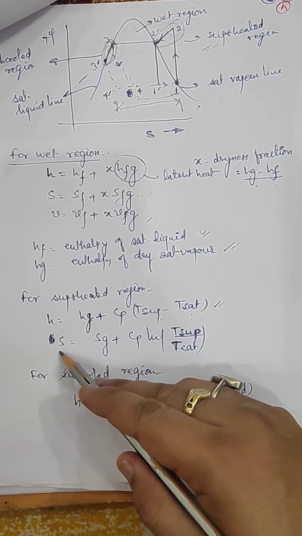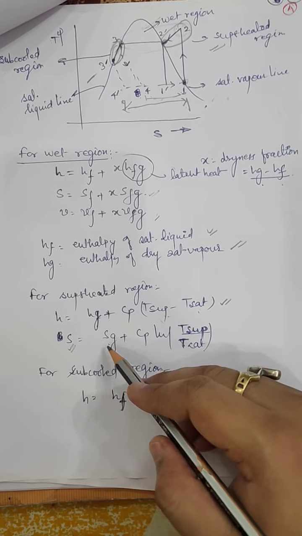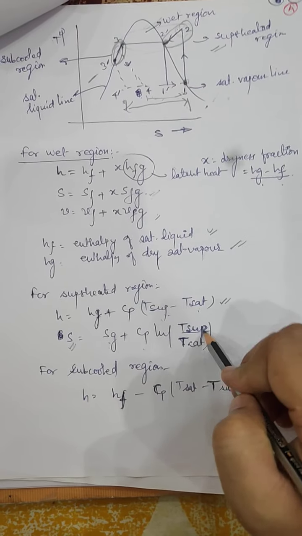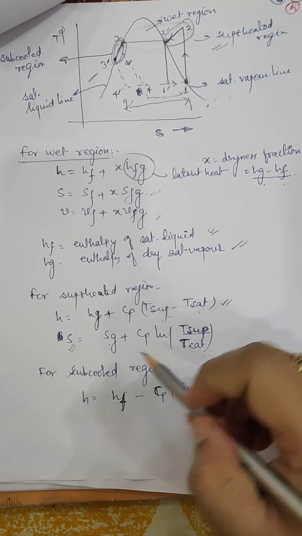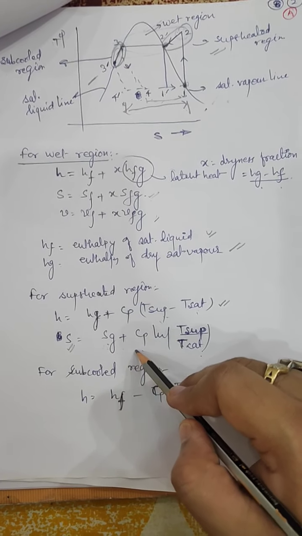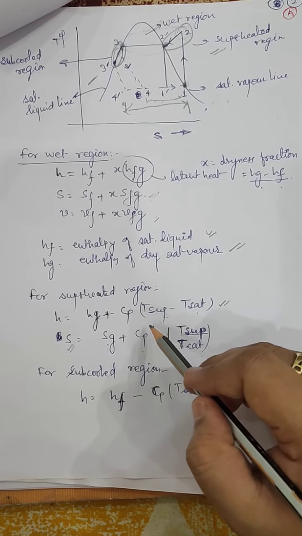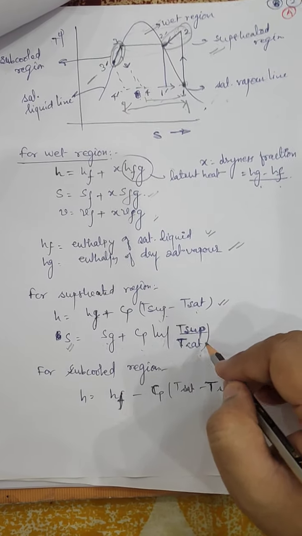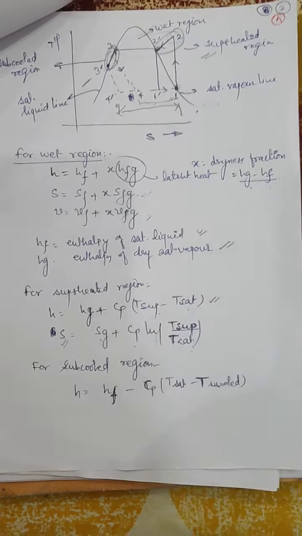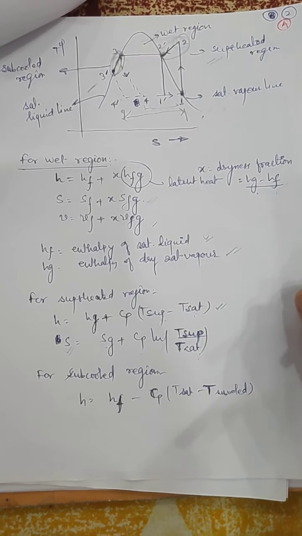Similar is the case for entropy as well. We have a different formula, S is equal to Sg plus Cp ln T superheated divided by T saturated. And in some cases you will also find the formula as Sg plus 2.3 Cp log, this is your natural log, that is log base 10 T superheated divided by T saturated. So do not worry about the formula, both are equal formulas, both are the same.